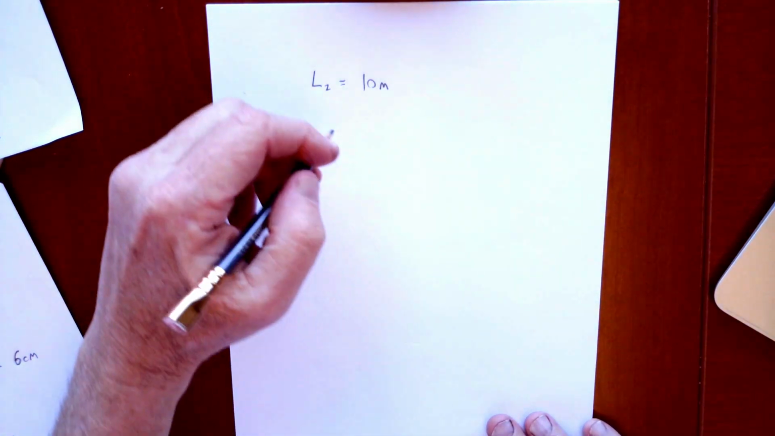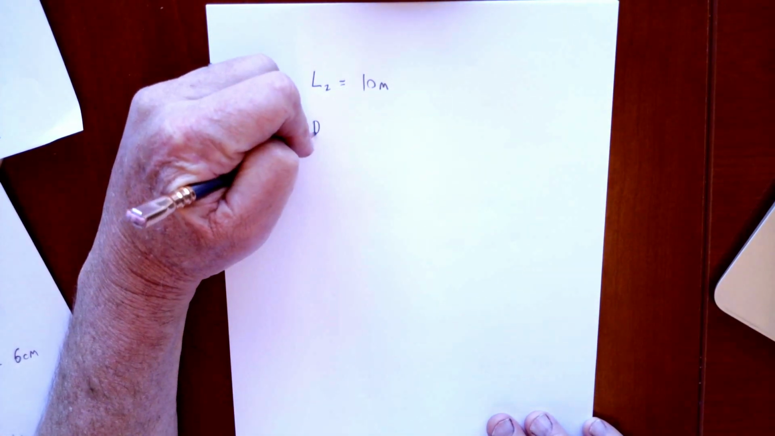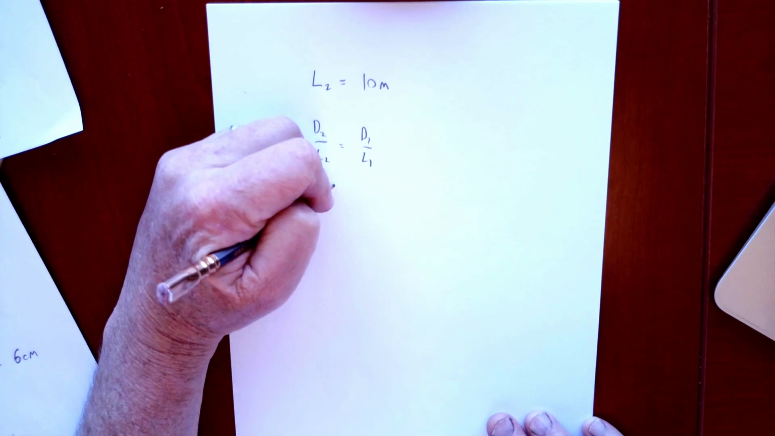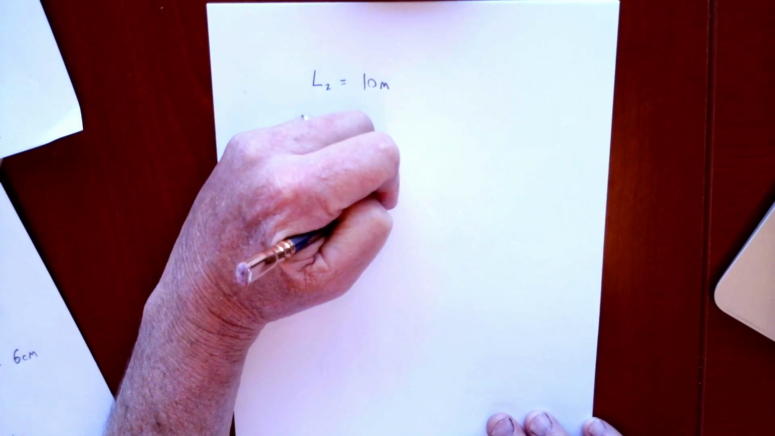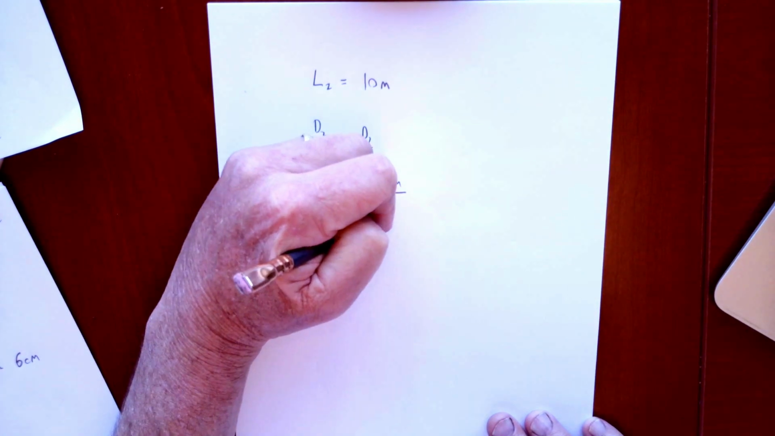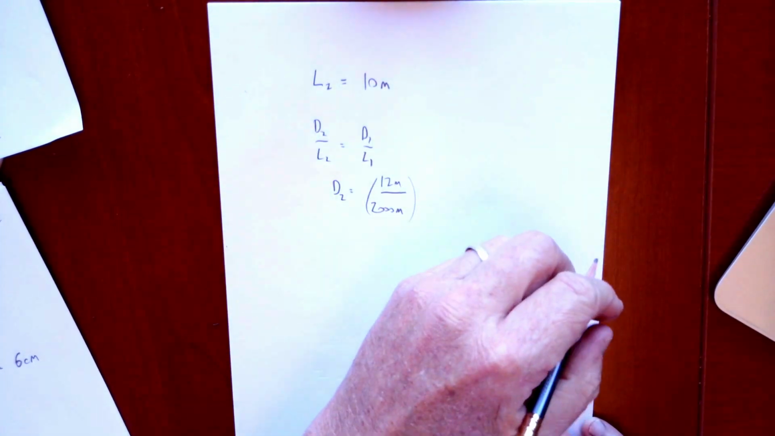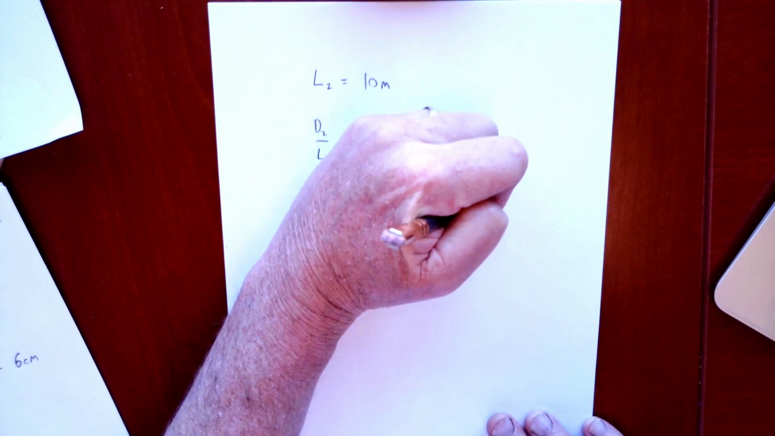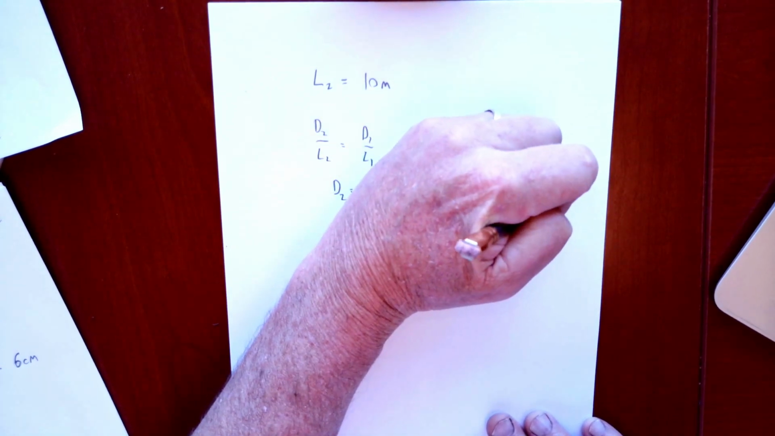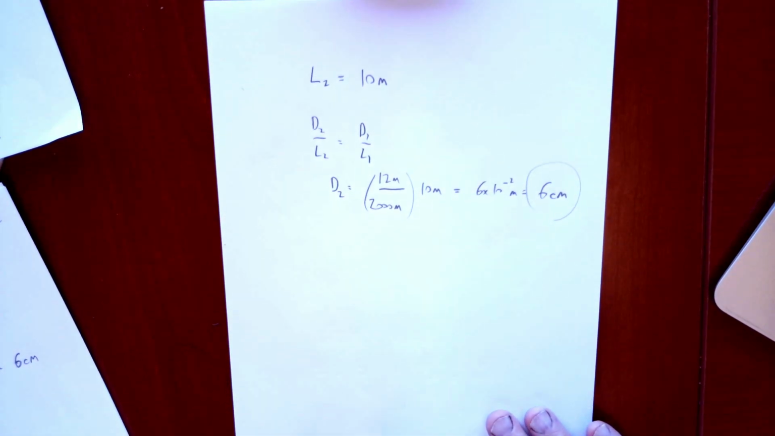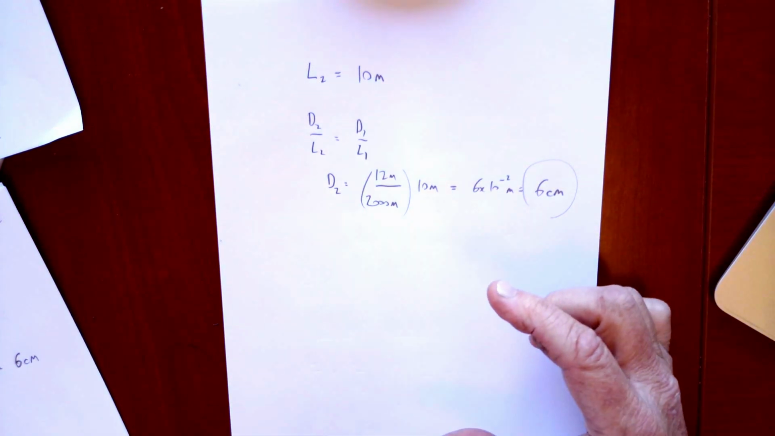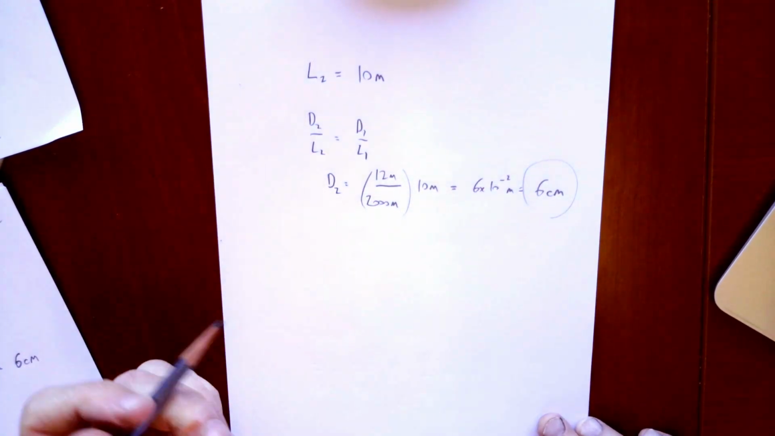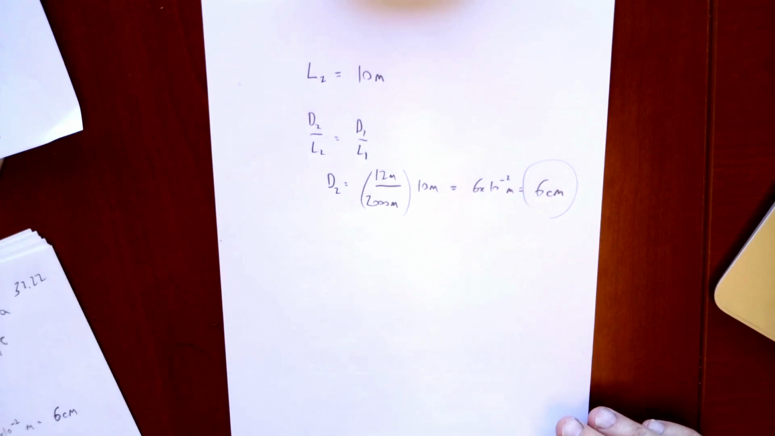Given that, we said D2 over L2 has to equal D1 over L1. I know all these values. So that gives me D2 is equal to 12 meters, the diameter of 1, over 2,000 meters, the length of 1, times my new length, which I'm hoping to be only 10 meters. That's going to give me 6 times 10 to the minus 2 meters, which is equal to 6 centimeters. So far, so good. I can have a 6 centimeter diameter pipe. That's reasonable. That's something you can see and hold and use. And it's going to be a length of 10 meters. So I can do that. I said in my lab I can fit 10 meters.